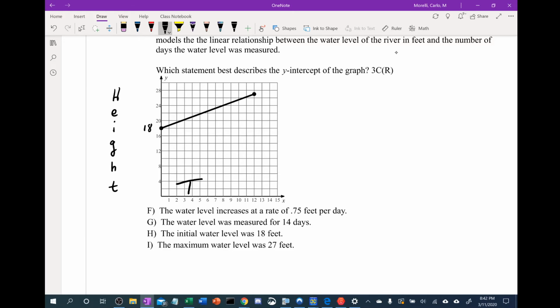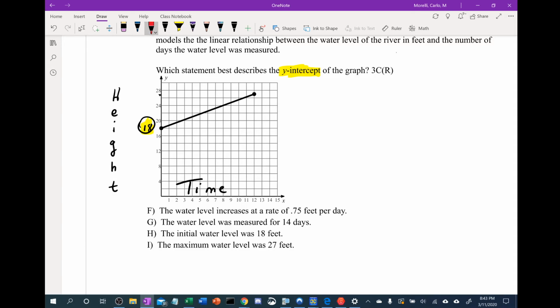And this axis down here is time. So the height of the river starts at 18 and then it goes up to whatever this value is. Okay, so let's see. And we're asked to describe what this y-intercept means.